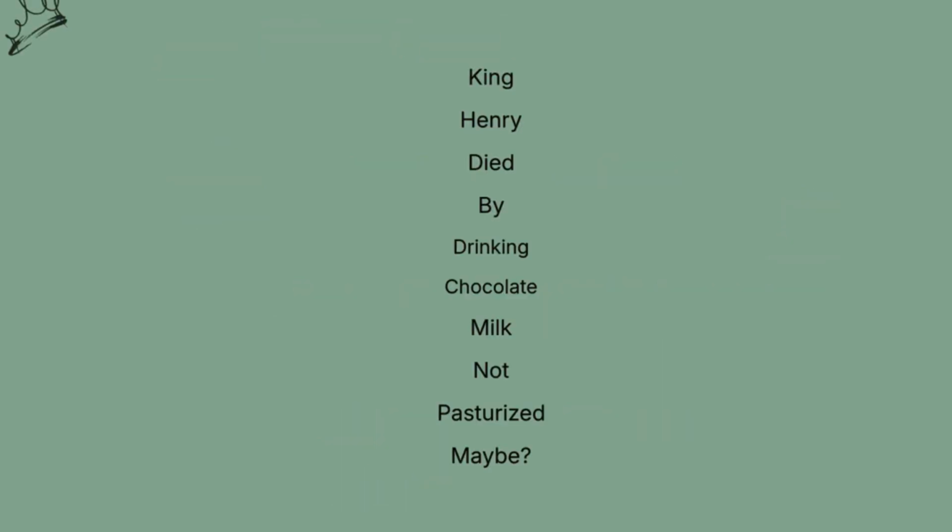Let's start with a good mnemonic. King Henry died by drinking chocolate milk, not pasteurized. Maybe? Now let's look at what each part stands for.